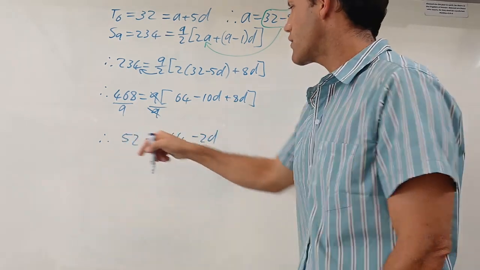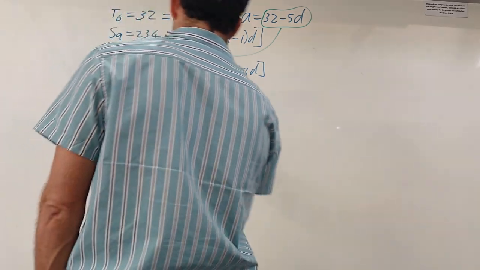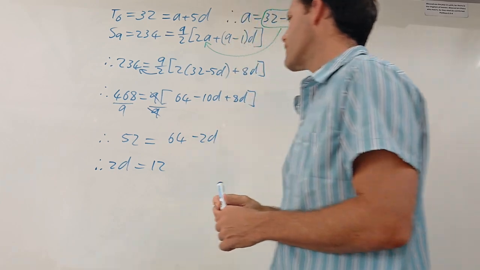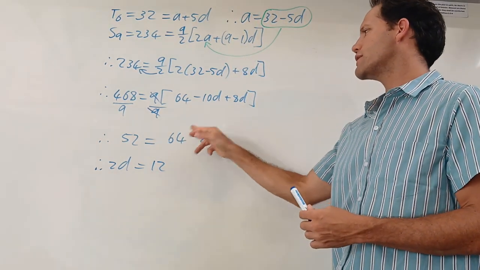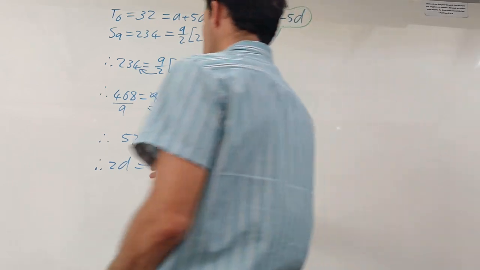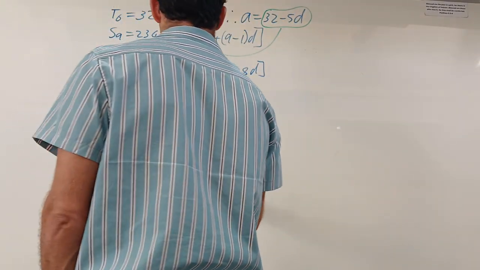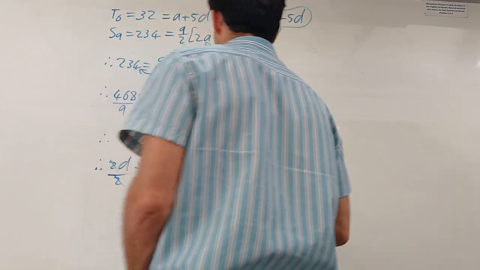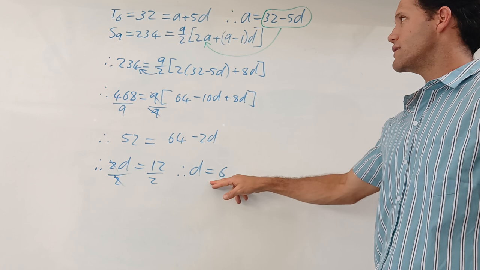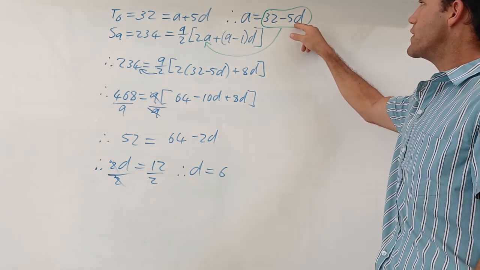So now you take the negative 2d to this side, therefore it becomes 2d. And you take the 52 to this side, so 64 minus 52 gives you 12. And then obviously the last step, divide by 2. They cancel out, so therefore d will be equal to 6. So the first thing we found was the difference. The difference is 6.